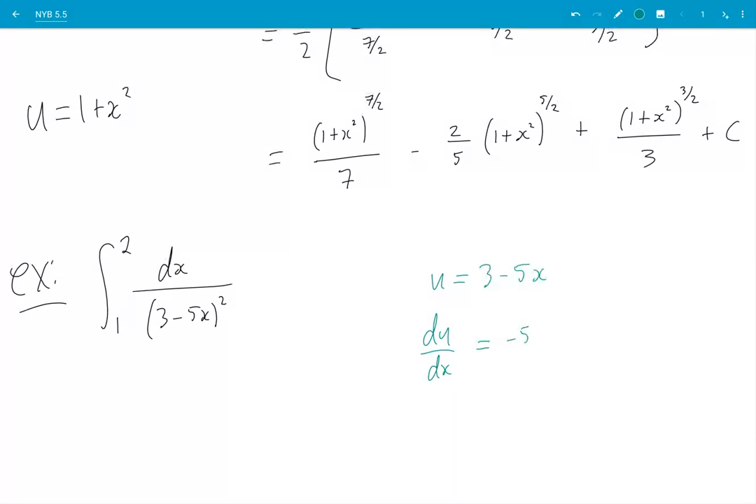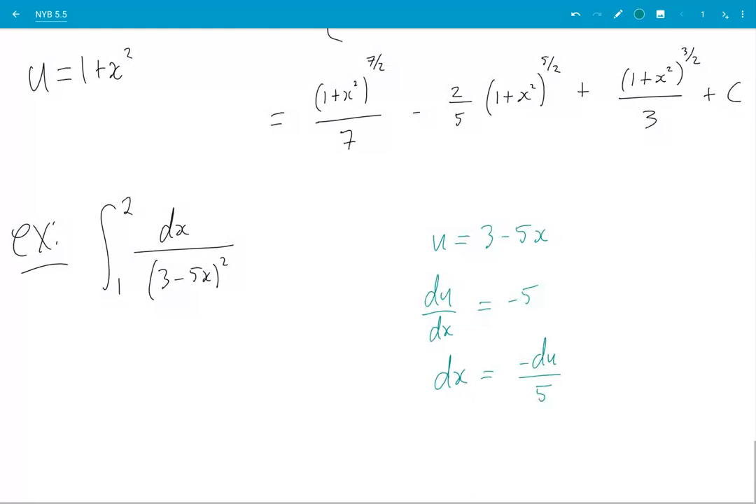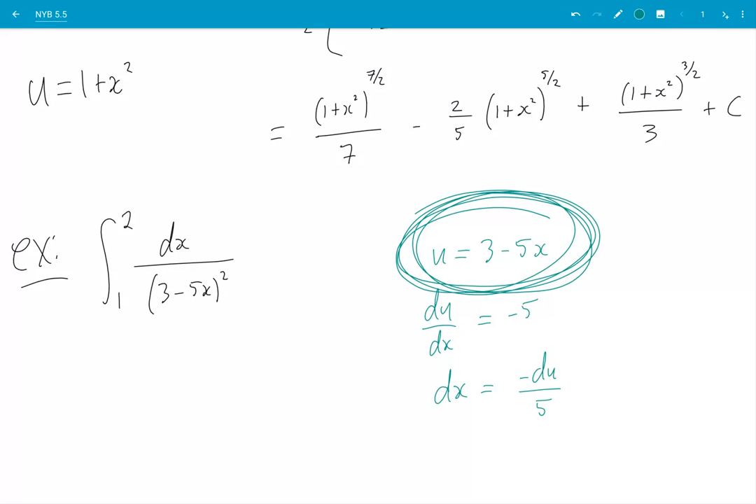du dx is minus 5. So dx is equal to negative du over 5, if you like. Now, what I'm going to do is note that 1 and 2, these numbers here, are x values. So if I'm doing a change of variables, if I'm switching to the variable u, then the 1 and the 2 have to change as well. So I have to convert them into u values using this equation here.